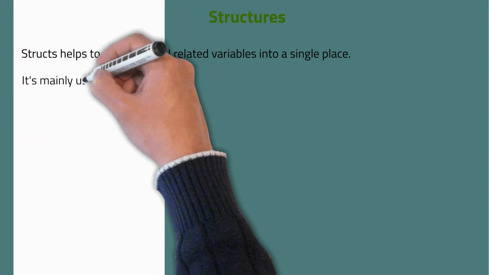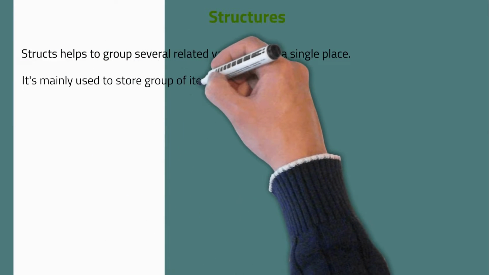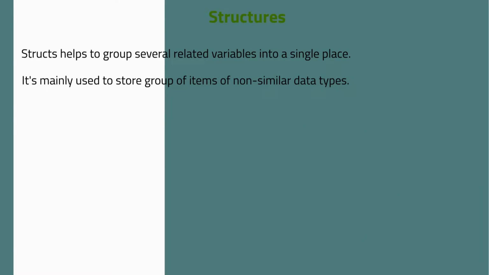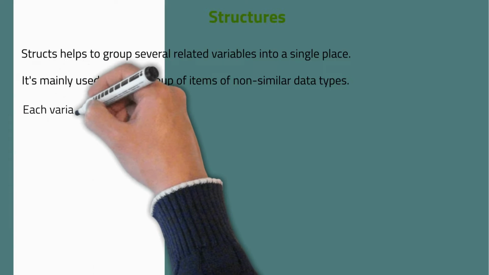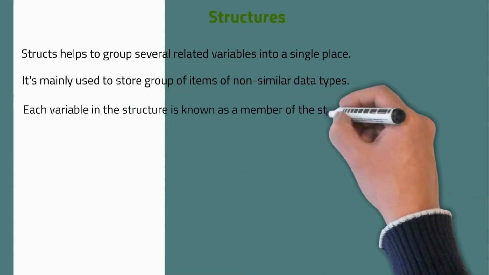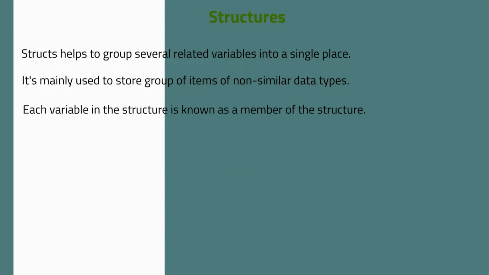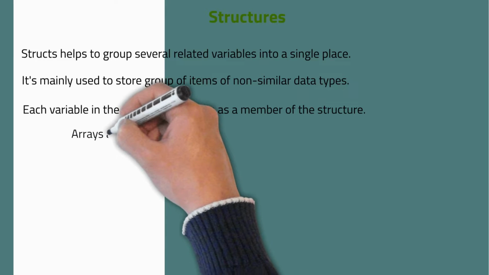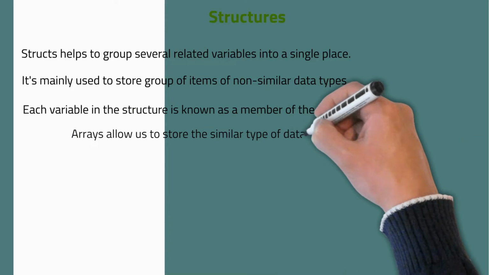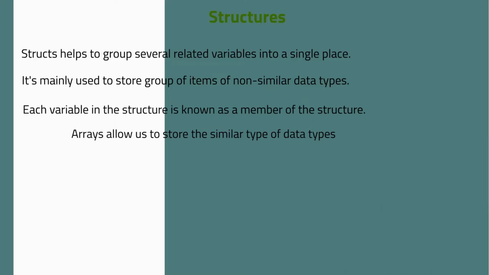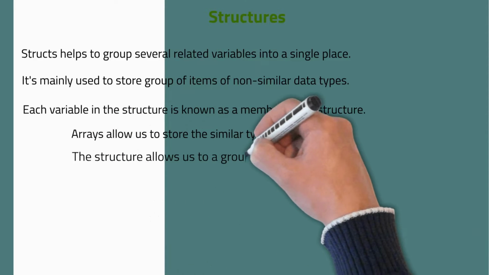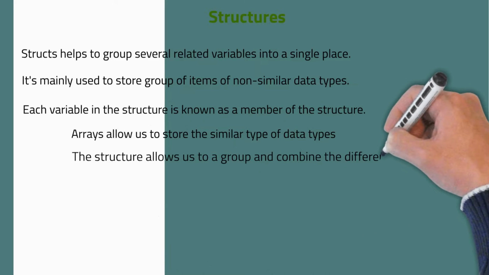All the related items can be of different data types, and structures are used to store non-similar data types. Each variable in the structure is known as a member of the structure. One major difference between array and structure is that arrays always store values of similar data types, whereas structures allow us to group and combine all the related data types of an entity together.